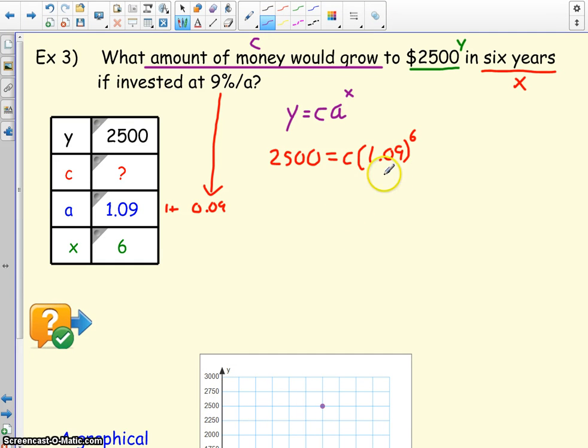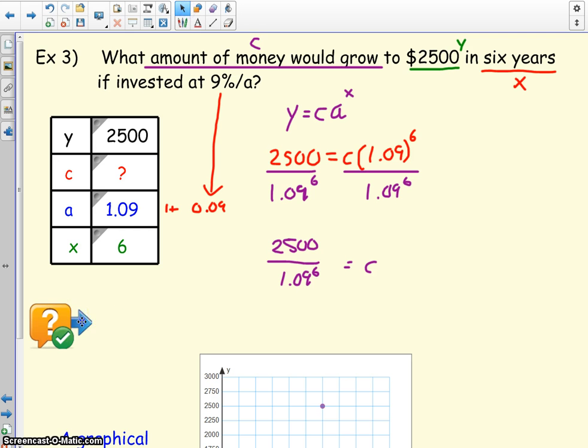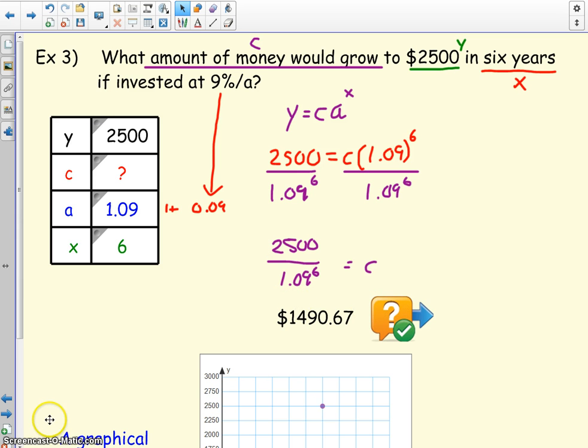First, I'm going to do some algebra. I'm going to divide both sides of the equation by 1.09 to the exponent 6. Okay, so now I'm just left with c equals 2,500 divided by 1.09 to the exponent 6. And you can run all this through your calculator in one step. When you run it through your calculator, you should wind up with an initial value for c of $1,490.67.